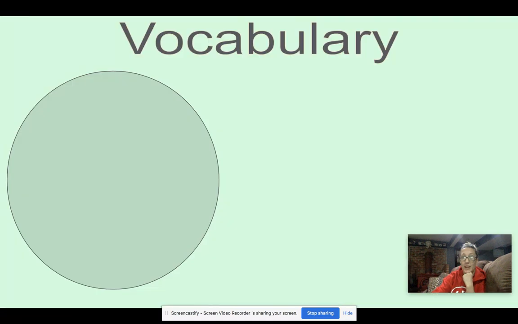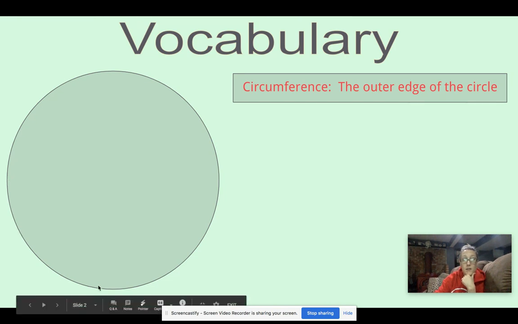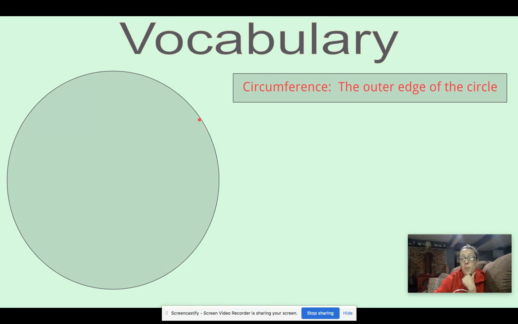So, all right, let's talk about vocabulary first. The vocabulary is super important for geometry. It's going to help you figure out exactly what you're supposed to be doing. So the biggest one is, first of all, circumference. Circumference is the outer edge of the circle, and it's this piece right here. Let me give a little pointer. So just going all the way around, it's your outer edge of your circle.